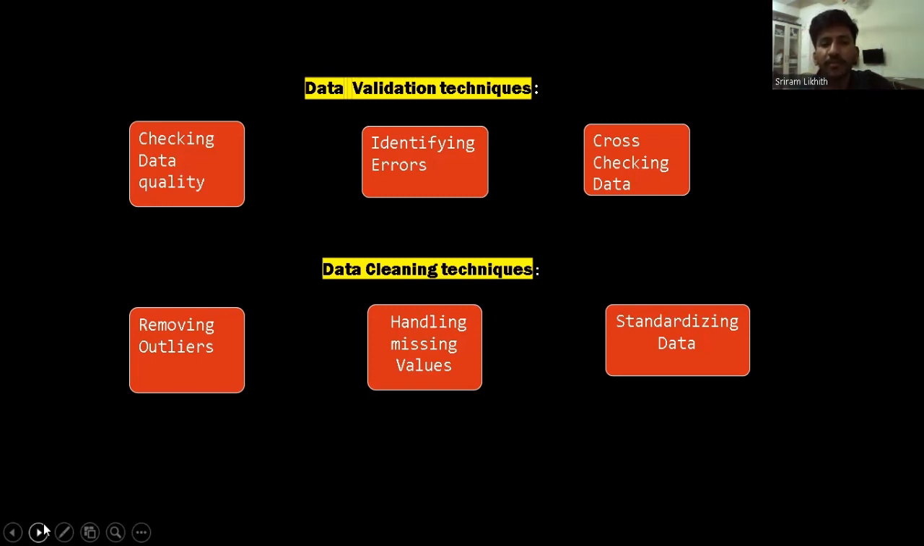Data cleaning techniques: after validation of the data which has been sent by the appointed person, there will be removing outliers. For example, if trucks are few, then they are not a major vehicle traveling on that road, so they will remove that vehicle type, and handling missing values.